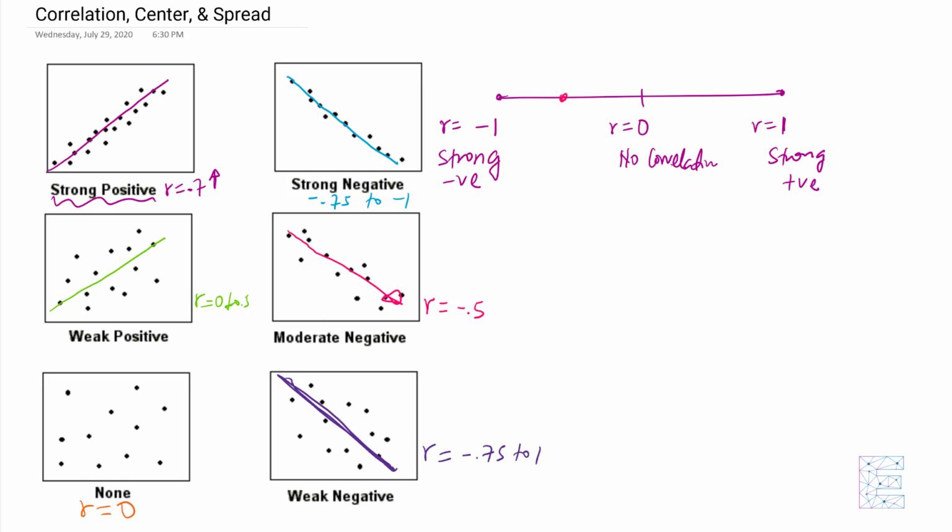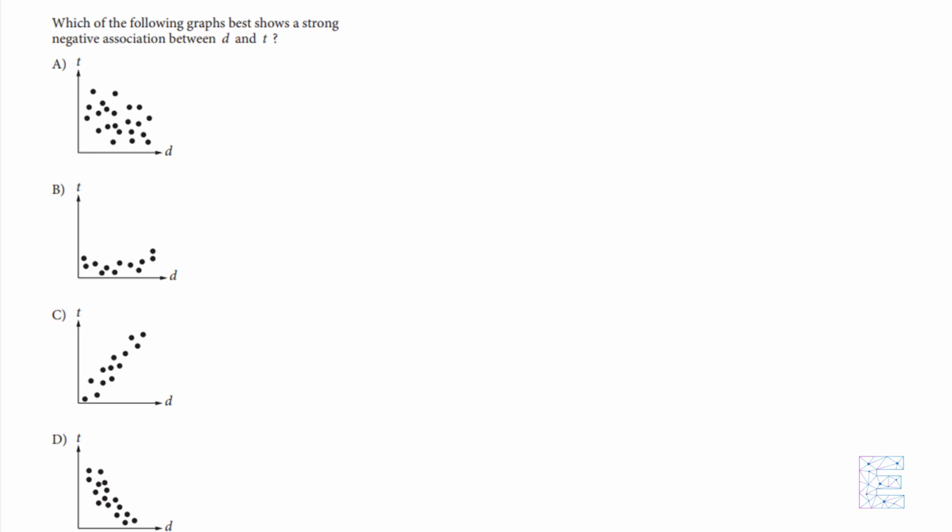So let's look at an actual SAT example to see how this question might be phrased. Which of the following graphs best shows a strong negative association between D and T? So we know negative association is going to be falling. So which graph gives us a strong falling trend? That would have to be graph D. It's the one that's clearly falling. This one over here is like a weak negative. This one here is a very weak positive, almost no correlation. And C is a very strong one. So D is the one that shows us a strong negative association.